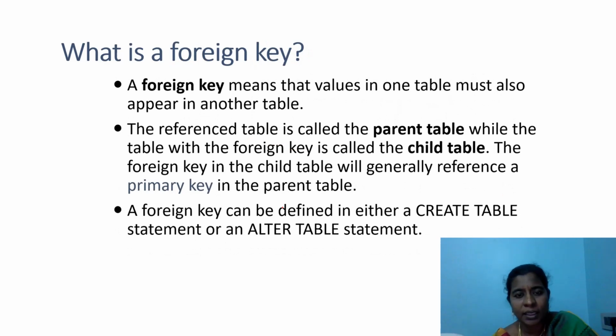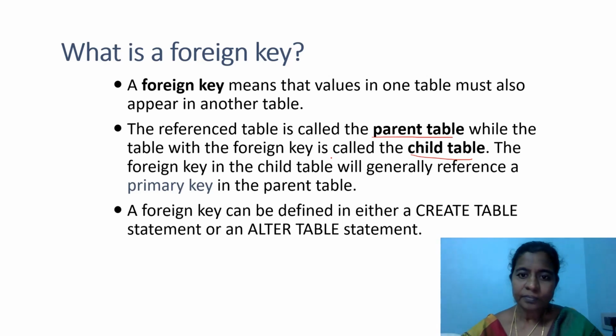So what is a foreign key? A foreign key means that values in one table must also appear in another table. The referenced table is called the parent table. Please remember, the referenced table is called the parent table, while the table with the foreign key is called the child table. The foreign key in the child table will generally reference a primary key in the parent table.